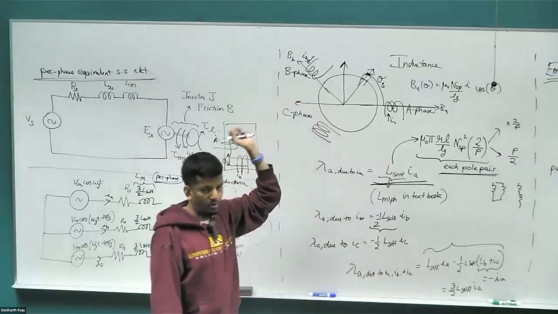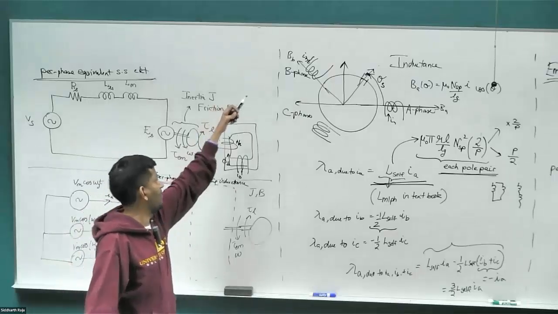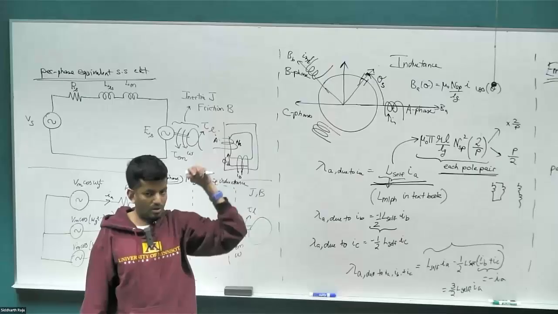What will be the component along the horizontal direction? Let's say the B field there is BB. What will be the horizontal component?